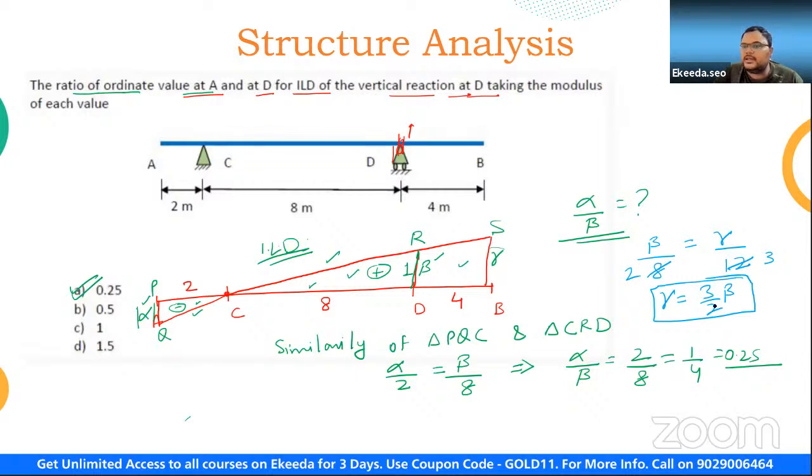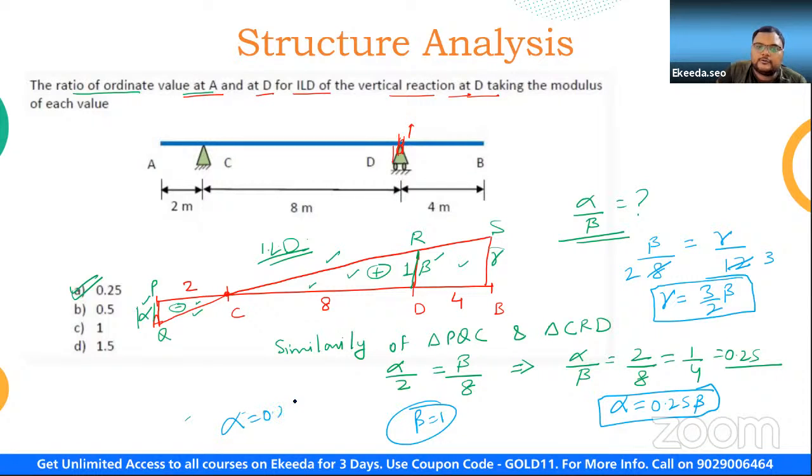This gamma is going to be 3 by 2 times beta, and this alpha is going to be 0.25 times beta. It means beta is 1. So this alpha is 0.25 and this gamma is 1.5. Which is having the maximum ordinate? The maximum ordinate is of gamma, right guys? It is 1.5.